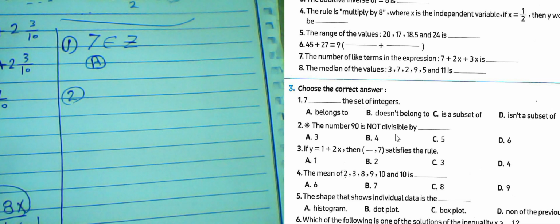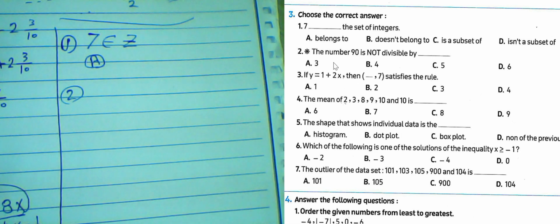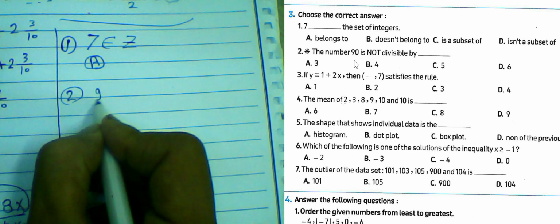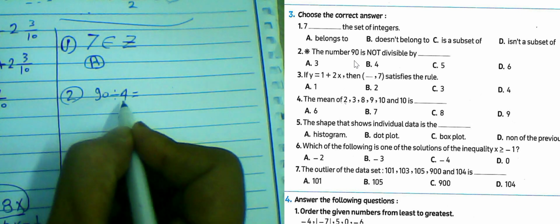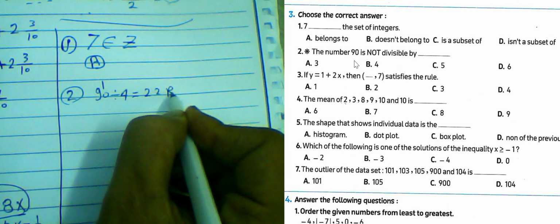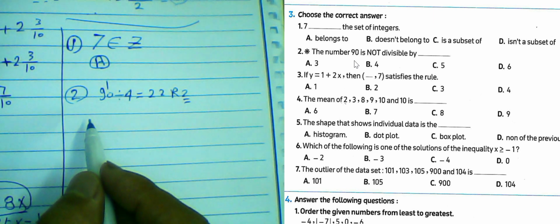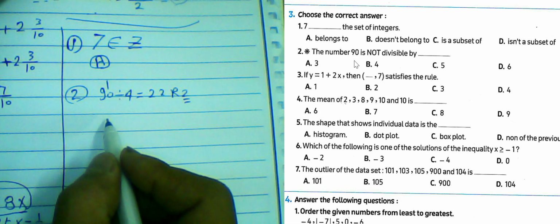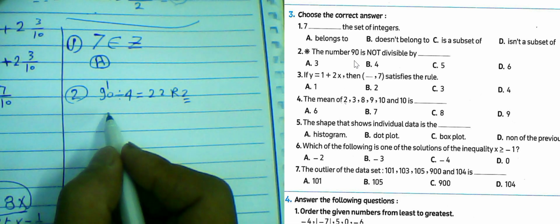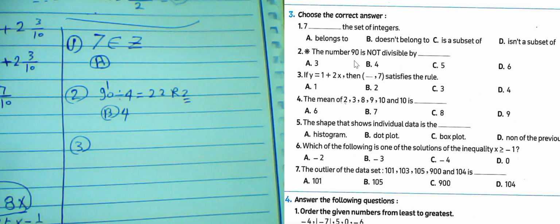The number 90 is not divisible by what? We know 90 can be divided by 3, and can be divided by 5. And what about 4? We can write here 90 divided by 4. 9 divided by 4 equals 2 and the remainder 1. 10 divided by 4 equals 2 and the remainder 2. So 90 can't be divided by 4. Then the number 90 is not divisible by 4. Choose letter B for this question. Question number 3.